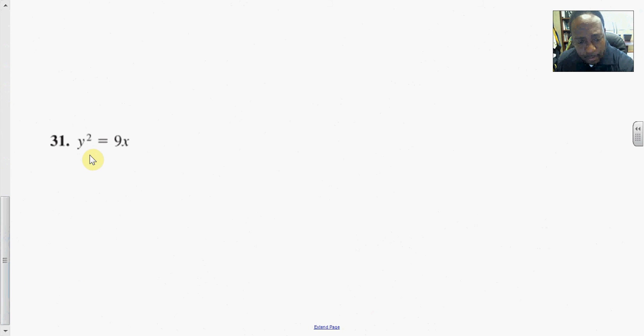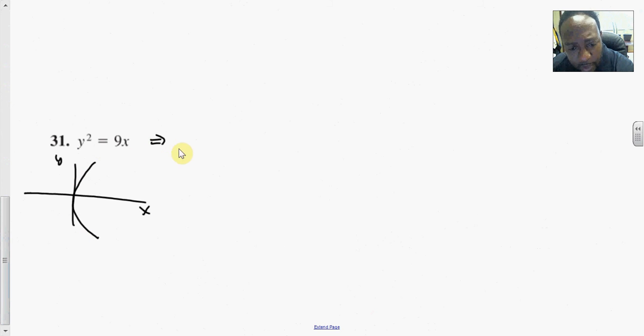This is a parabola that has symmetry with respect to the x-axis, and it's going in the positive direction for x. Now in terms of polar form, y squared is r squared sine squared theta. That's equal to 9. x is r cosine theta. We can divide through by an r, divide through by the cosine.